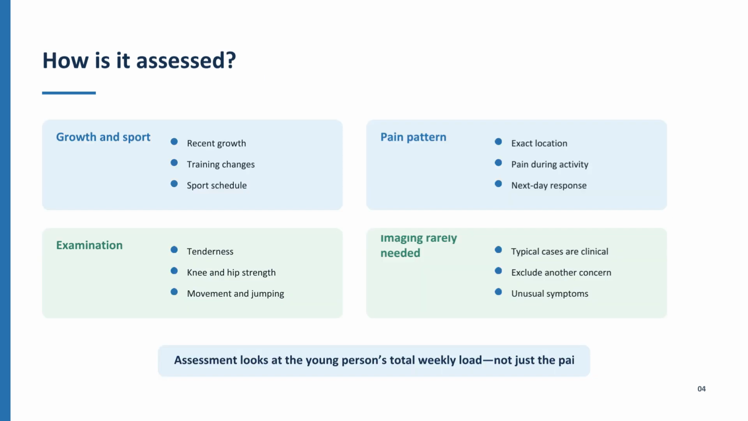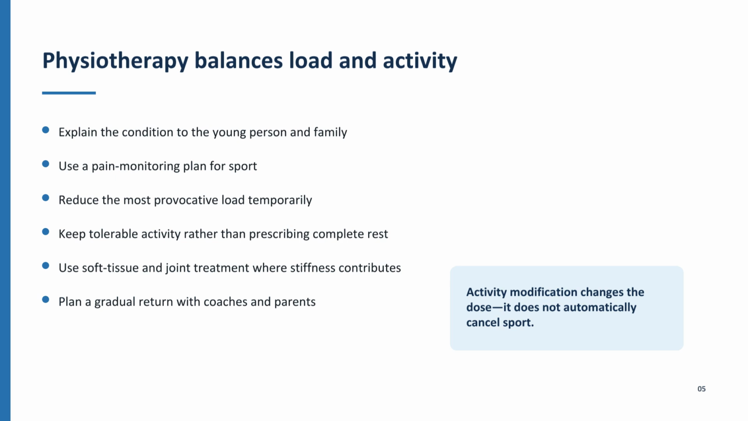Osgood-Schlatter disease is usually diagnosed clinically without needing a scan. We ask about recent growth, sports participation, sudden increases in training, and how the symptoms behave during and after activity. The examination looks for tenderness over the tibial tubercle and assesses movement and strength throughout the knee, hip, and calf. We may also assess squatting, jumping, landing, and other sport-specific movements. Imaging is not routinely required, but it may be considered after unusual trauma, when symptoms are atypical, or when recovery isn't following the expected path.